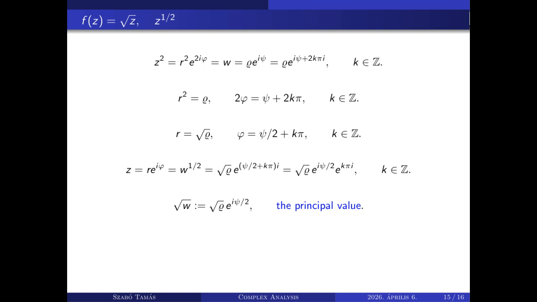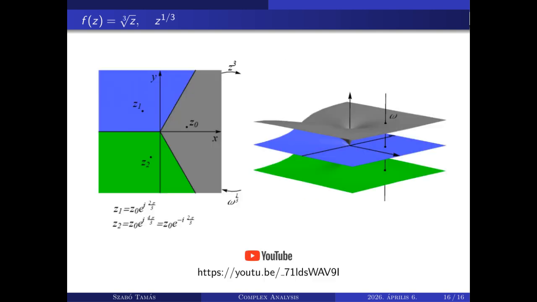We define the principal value by √w = √ρ e^(iψ/2). Hence, w^(1/2) = √w e^(kπi), which is √w times ±1, that is, ±√w. f(z) = ∛z, or z^(1/3).